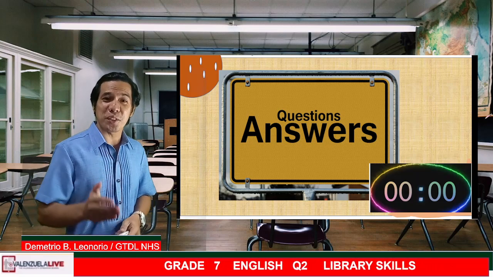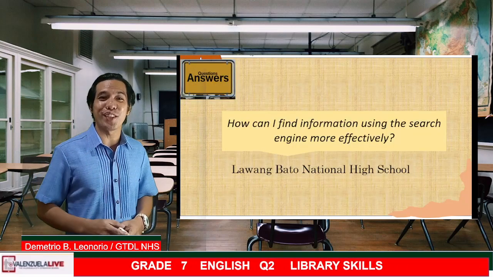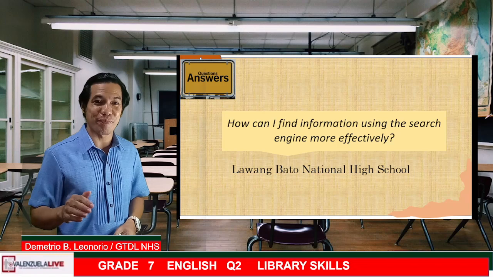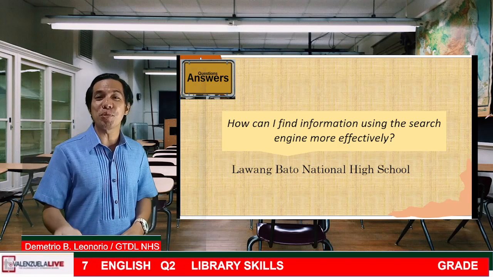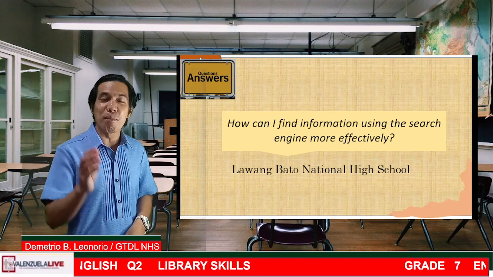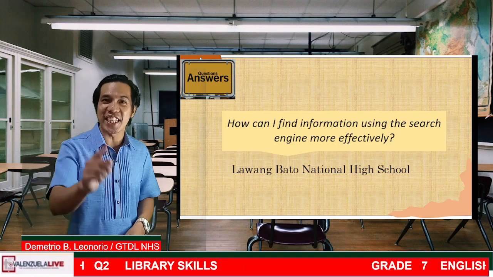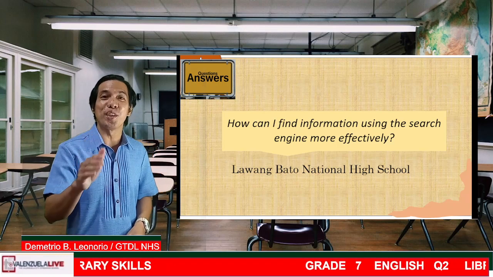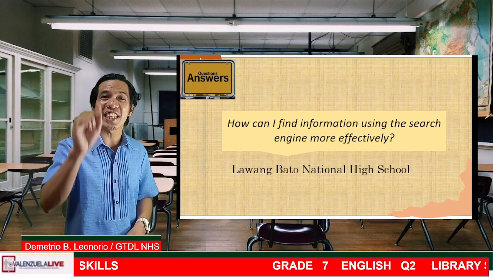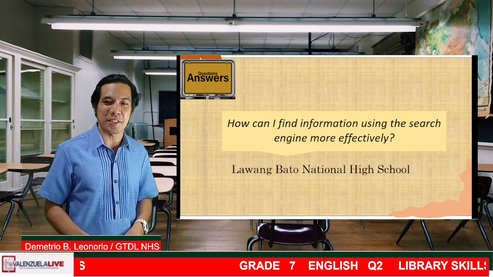Okay, so the first question is from Lawang Bato National High School, my alma mater. So the question is, how can I find information using the search engine more effectively? This is a great question. The skill that you need to learn and develop is using the right keywords.